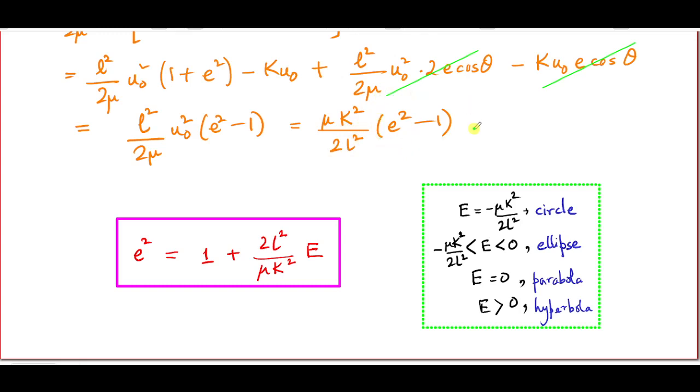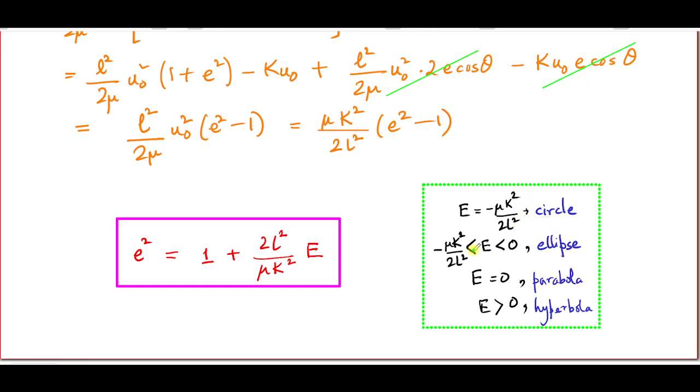And this immediately tells us that e square is given by 1 plus twice L square by mu k square into E. Hence, we can easily see that if E is exactly equal to minus mu k square by 2L square, which is actually the minimum value for the effective potential, as you can easily check, e square and hence e will turn out to be 0. Small e, that is. The eccentricity will be 0, so you will have a circle.